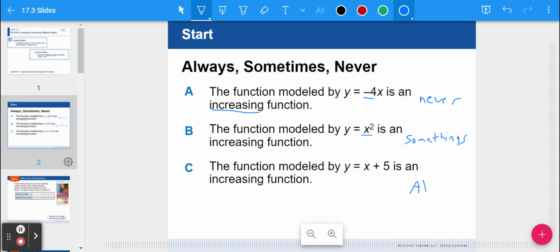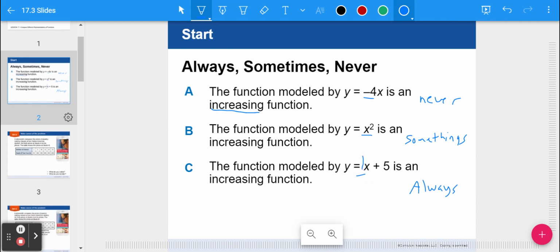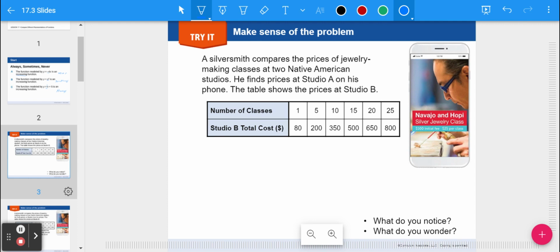That is always true because the slope is what determines if it's increasing or decreasing. That slope would be a 1, so it's positive. Now we're going to look at some functions that could be increasing or decreasing, and we're going to look at specific values or different spots in time.